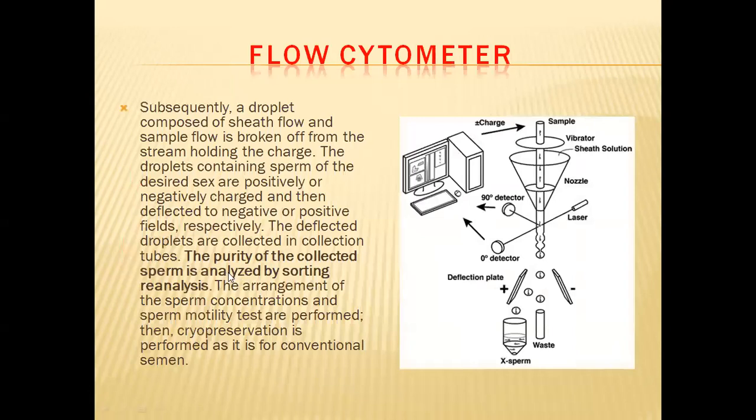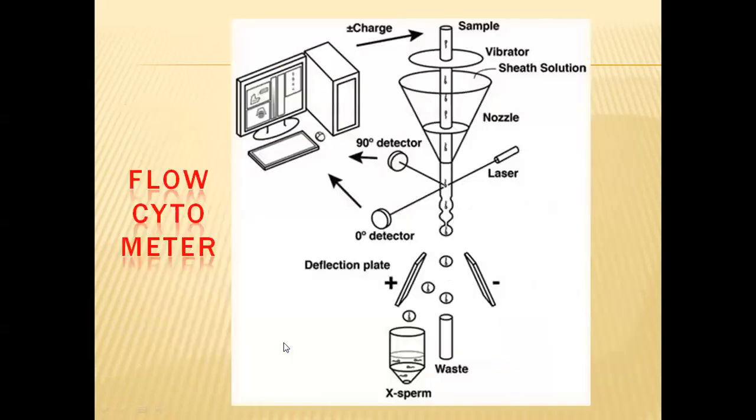After the sperms are collected separately, they will be subjected to purity tests. Purity analysis, or sorting reanalysis, will be done by observing them under the microscope. After assuring that good quality sperms are collected, they will be stored, and the cryopreservation method will be utilized. With cryopreservation, we can preserve them for many days under very low temperatures.